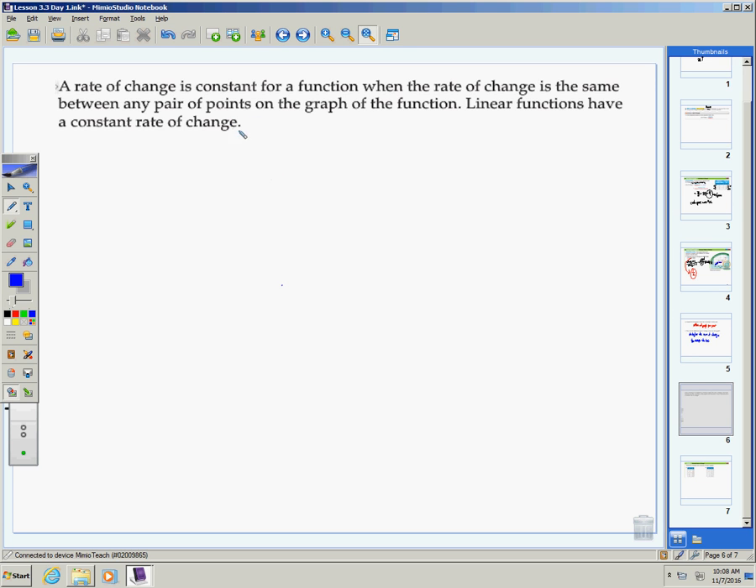Talk about is when a rate of change is constant. And a rate of change is constant for a function when the rate of change is the same between any pair of points on the graph of a function. And then this last part is important. Linear functions have a constant rate of change.